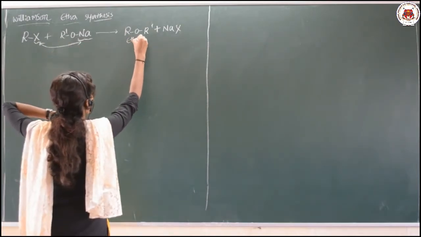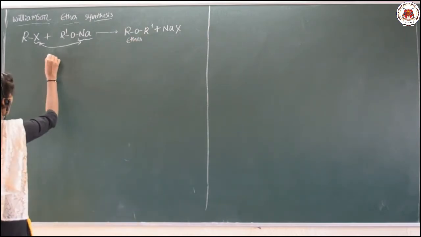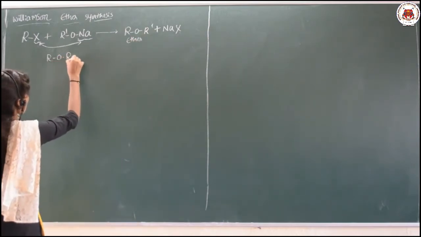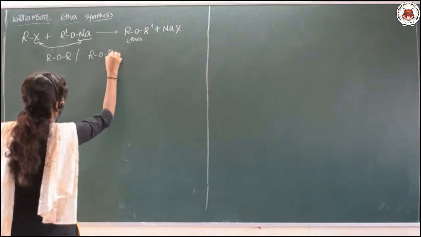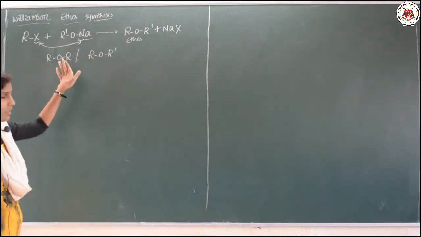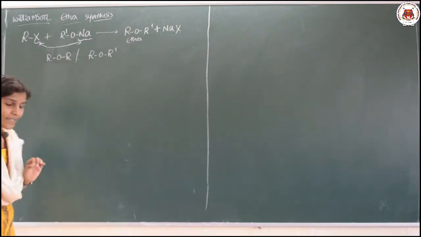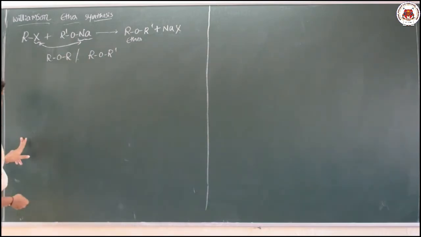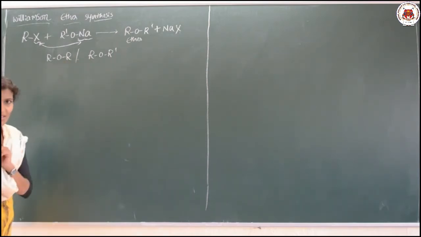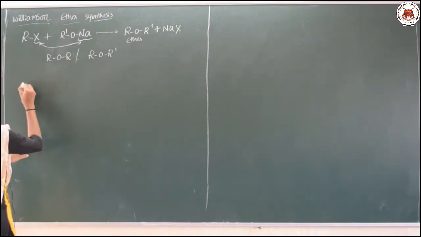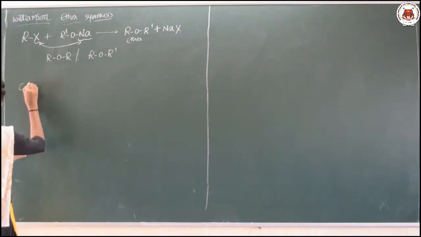As you know, in the case of ethers, symmetrical as well as unsymmetrical ethers are there. This is the symmetrical ether, while this one is the unsymmetrical ether. So let us take one example where we are going to get the symmetrical as well as unsymmetrical ether.